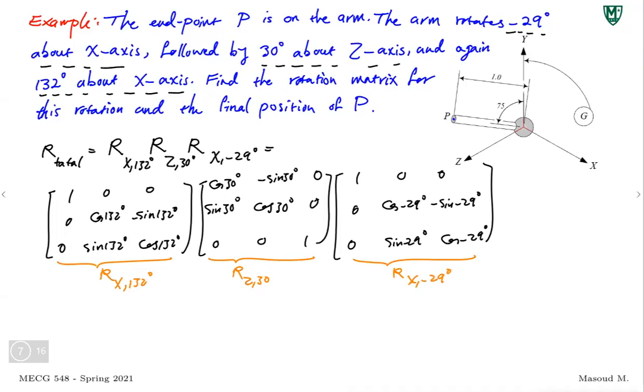So we do the multiplication. The way you do it, multiply the first two, you get a 3 by 3 matrix, and then multiply the result with the last one. Now you might say, Masood, I know how to do it in MATLAB or another software. Feel free to do it. I'm not against it. Just remember that in your first exam you have to do it manually, or if you know how to use your calculator, you can use it. Technically, you're not allowed to use MATLAB.